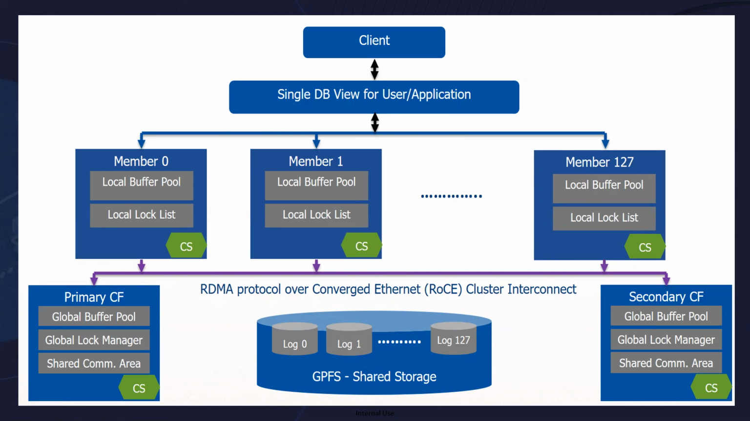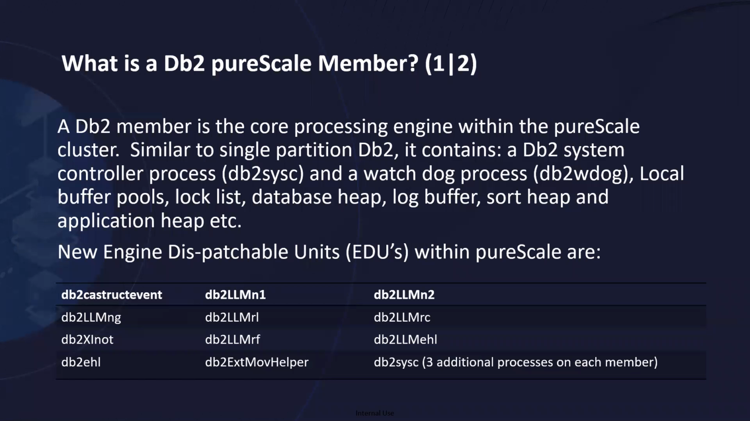Let's take a look at the member. So what is a member? A member is a DB2 core processing engine within a pureScale, similar to what a single node database is. There's no difference with respect to the number of system controller processes, watchdog process, your buffer pools, lock list, database heap, log buffers and all that, right? But you see a little bit of differences. One is about the DB2 system controller process.